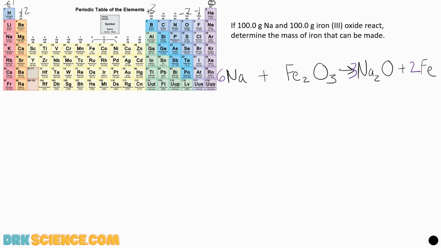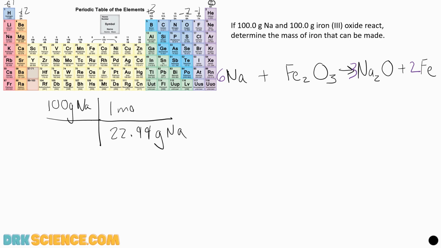Now what we can do is determine what the limiting reagent is. So we'll start with our sodium. We have 100 grams of sodium, and we're going to convert this into moles. In this case, we know from our periodic table that sodium is 22.99 grams per mole. So we're going to put 22.99 grams sodium and 1 mole sodium. If we were to stop right now, we would be in moles of sodium, but we need to get all the way to grams of iron.